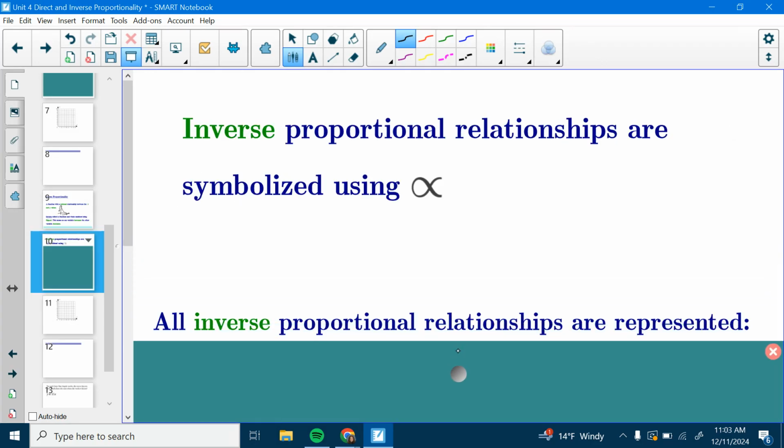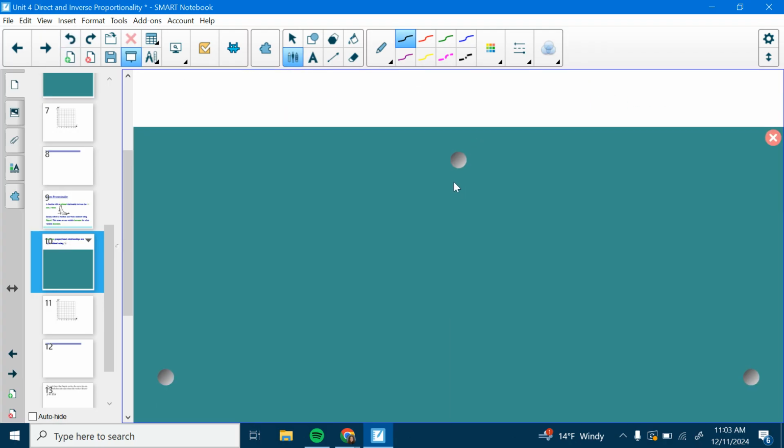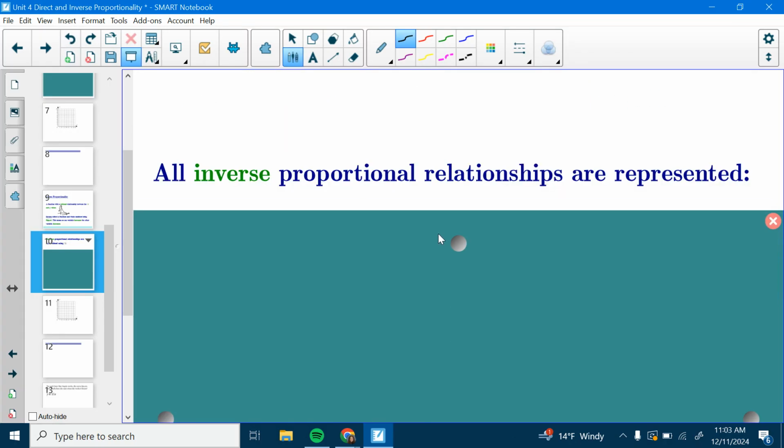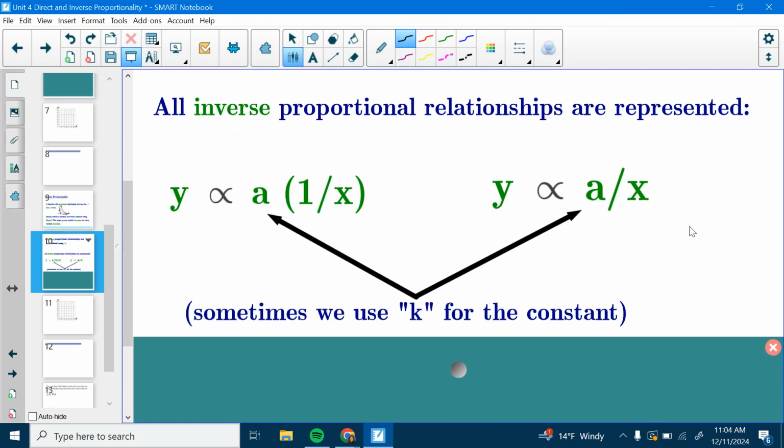Inverse proportional relationships use the same symbol. We use the same proportionality symbol, the kind of half of an infinity sign thing, okay? And my tech is not doing what I want it to do, so we're gonna piece this together. All inverse proportional relationships are represented by one of these two things. They are the same thing, okay?